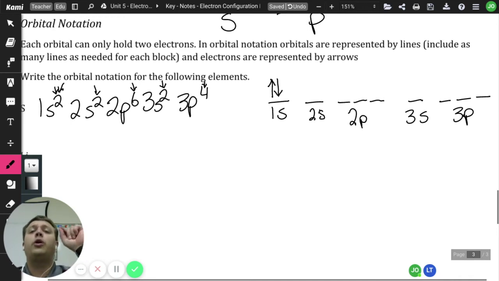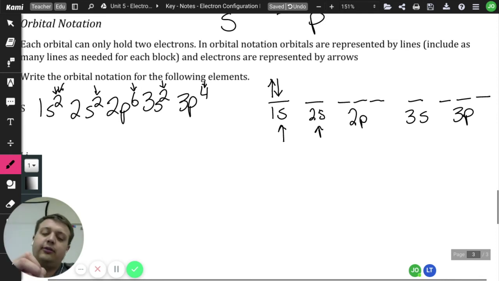Okay, so we always fill 1s before we move on to 2s. And then we fill 2s before we move on to 2p. And then we fill 2p before we move on to 3s, and 3s before we move on to 3p, and so on and so forth. You just always fill the lowest energy level first.